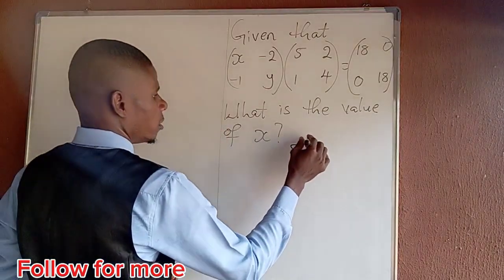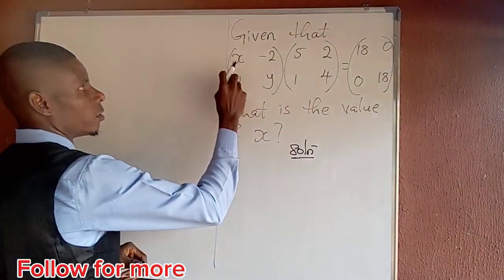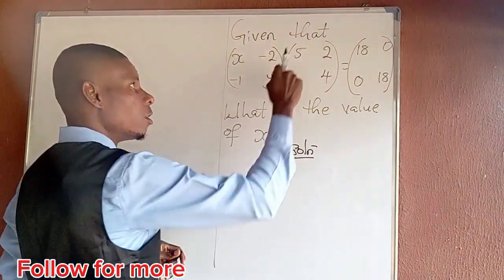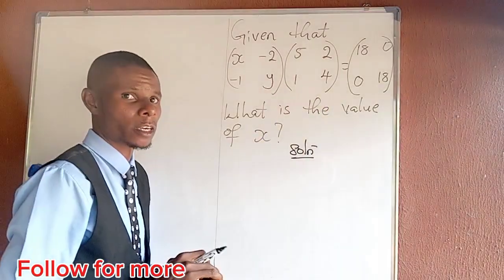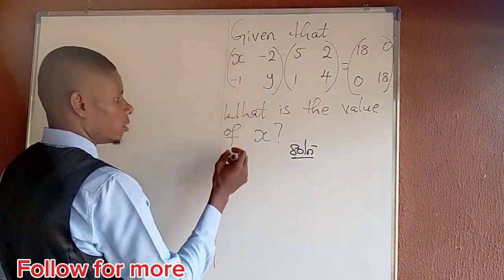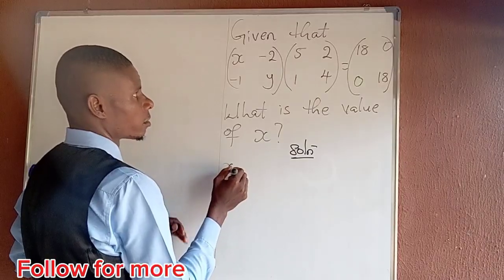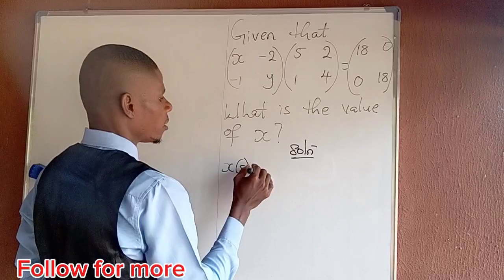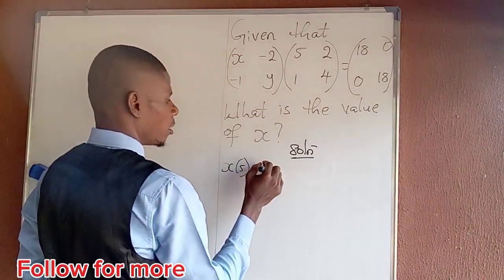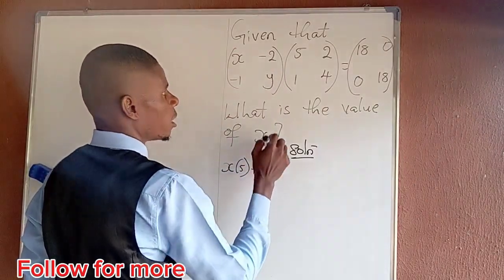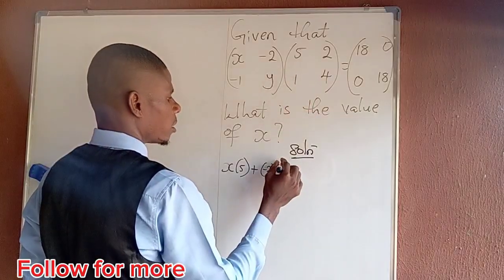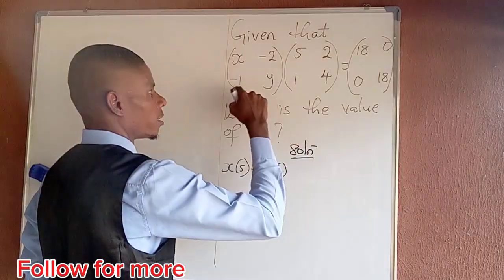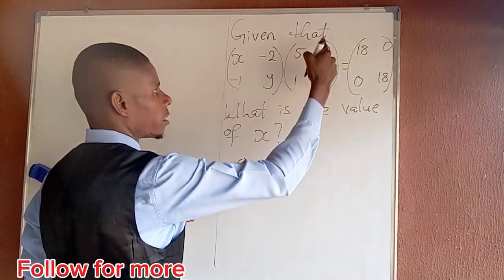Solution to the above problem is, so how many rows? One, two. Then how many columns? One, two. Therefore, multiplication can be carried out. So this will be x times this times 5, okay, plus here is minus 2 times this one, right? 1. Remember, it is this against this against this. Let's say again, this against this, and this against this.